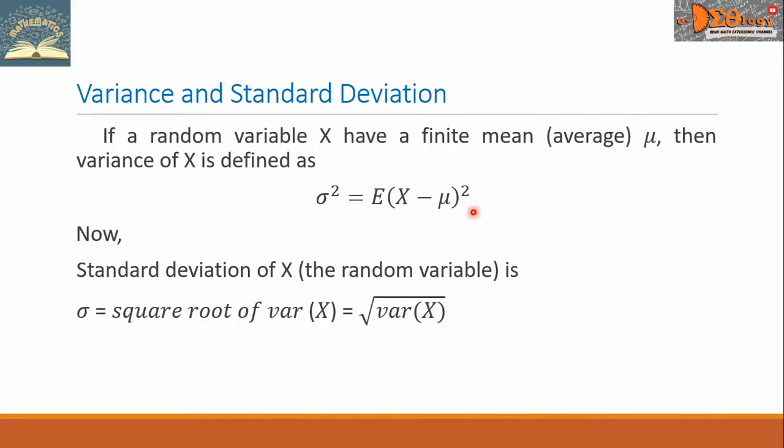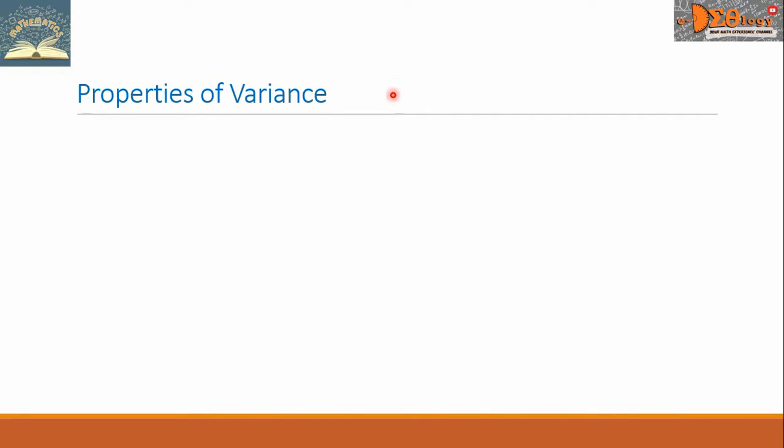Also, using the formula of the variance here, the standard deviation is now the square root of this quantity, which is the E of the square of the quantity capital X minus mu. Now let us see some properties of variance. Number one, the variance of k times X is equal to k squared times the variance of X for all real numbers k.